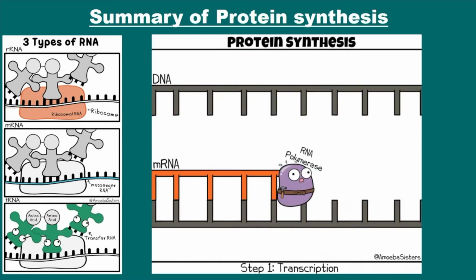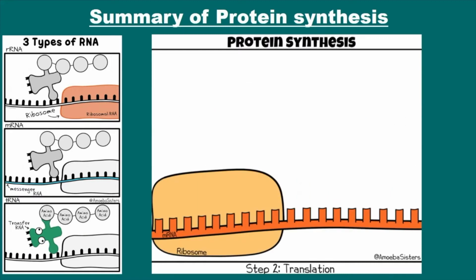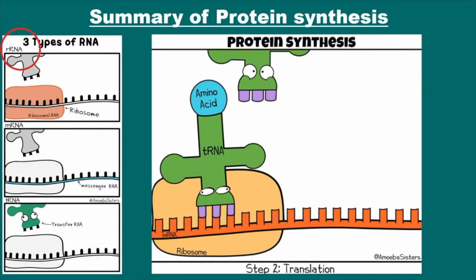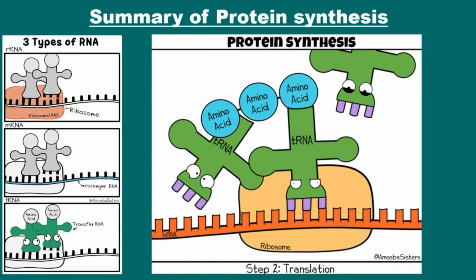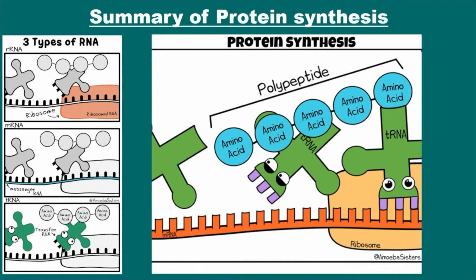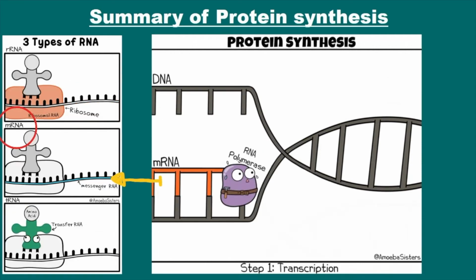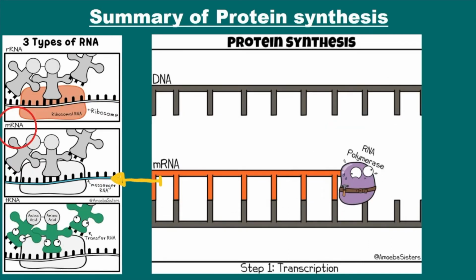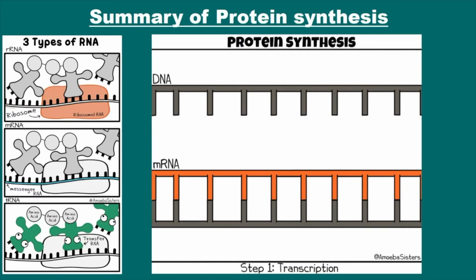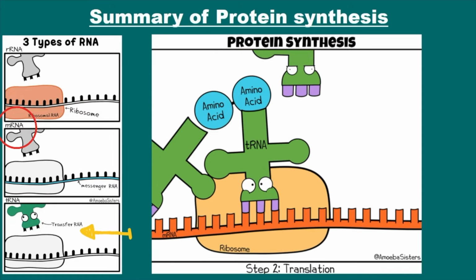On my left hand side, I have three types of RNA. The first one that we won't work with is rRNA, so this is ribosomal RNA. Then we will definitely work with mRNA, so this is my messenger RNA. And then lastly, the one that we will also work with is tRNA, so this is your transfer RNA.